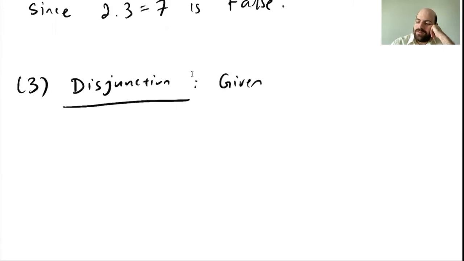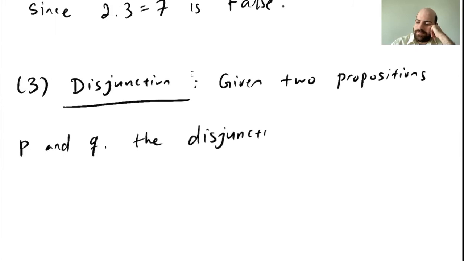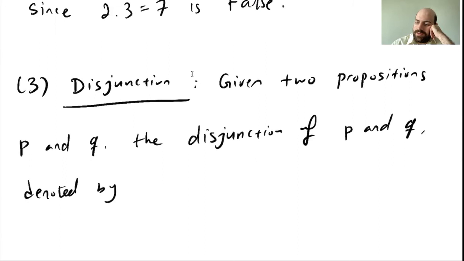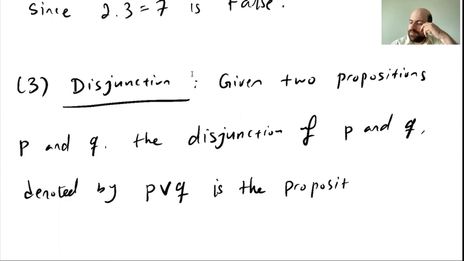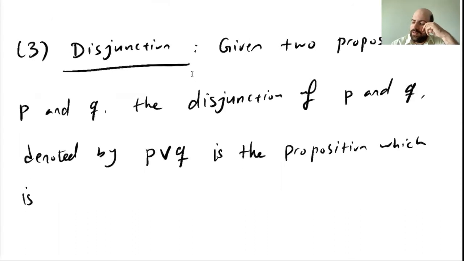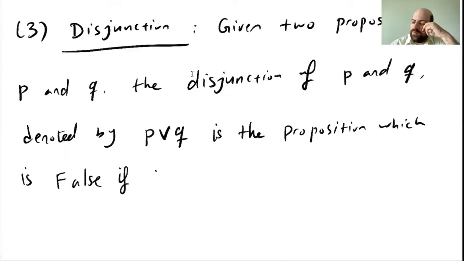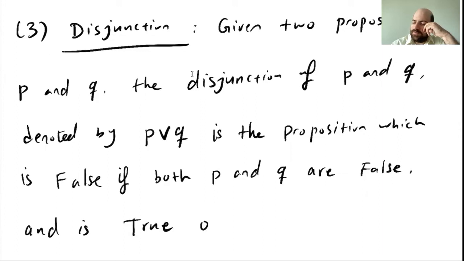So again, given two propositions P and Q, the disjunction of P and Q, denoted by P or Q, normally we say "P or Q", is the compound proposition which is false if both P and Q are false, and is true otherwise.